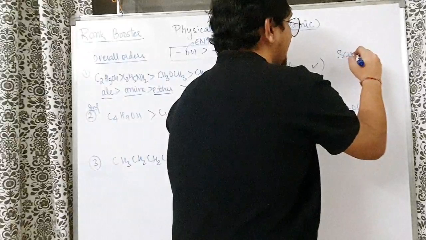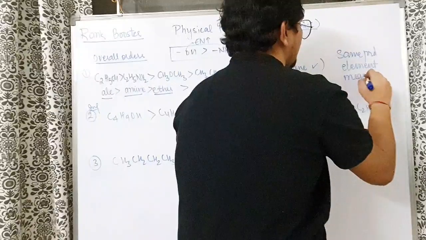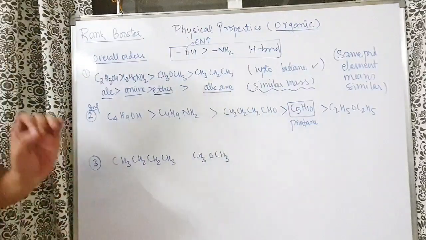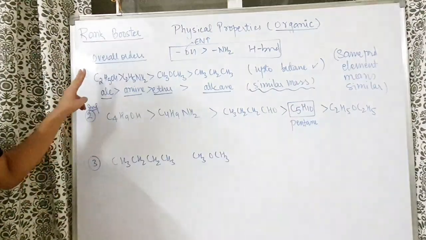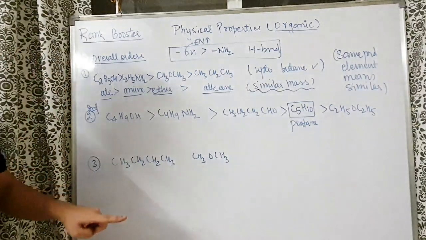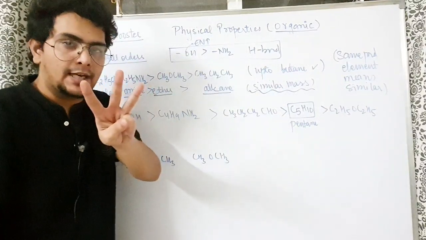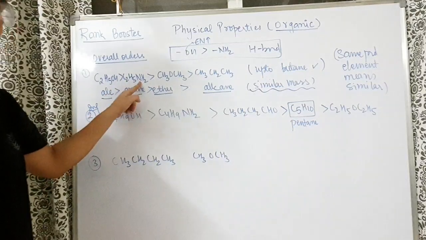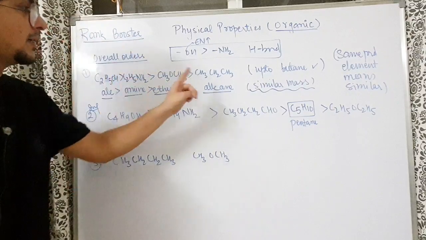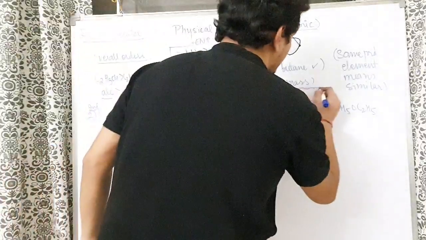and check the same period element. Same period element means similar. If the same period element is there, that means similar mass. That means it is made up of 2 carbon and 1 oxygen. Carbon is from second period, oxygen is from second period. That means there are 3 elements of second period except hydrogen. Carbon, carbon, nitrogen, 3 elements of second period. Carbon, carbon, oxygen, 3 elements of second period. Carbon, carbon, carbon, 3 elements of second period. That means they all have the similar mass.